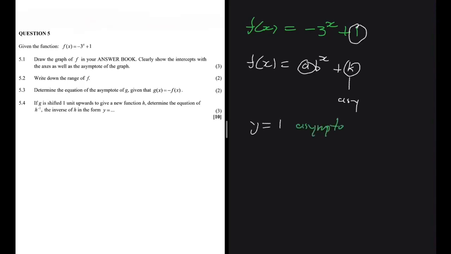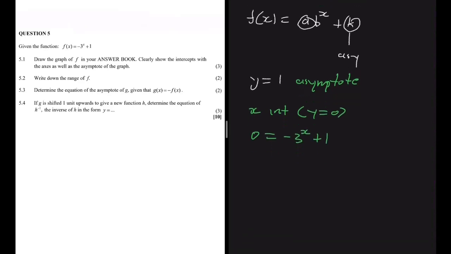So y equals 1 is going to be our asymptote. And then now we're just left with the intercepts. If we get the intercepts, we're going to be able to sketch our graph, right? So let's go ahead and say x-intercept. We know that if we're looking for the x-intercept, we'll let y be equal to 0, right? So we're going to have 0 equals minus 3 to the power x plus 1.